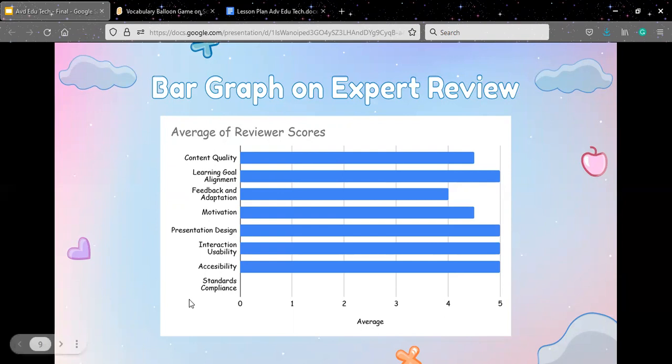And for standard compliance, the two reviewers didn't give a score to this factor, because perhaps they think the module doesn't include the standard compliance factor.